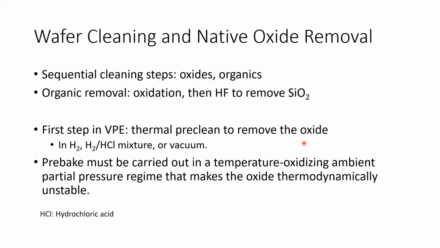So in order to make it clean, there are several steps we need to do before the VPE process. Mainly we need to clean organics on top of the silicon wafer and make the silicon substrate surface very clean. This can be done by using an oxidation method, and then we remove the silicon dioxide.